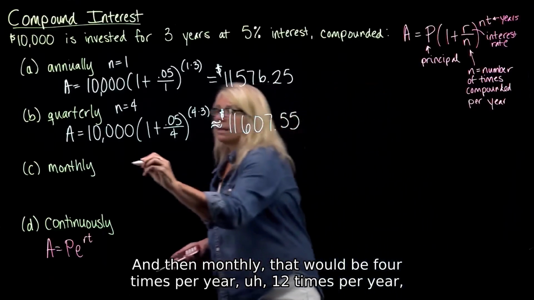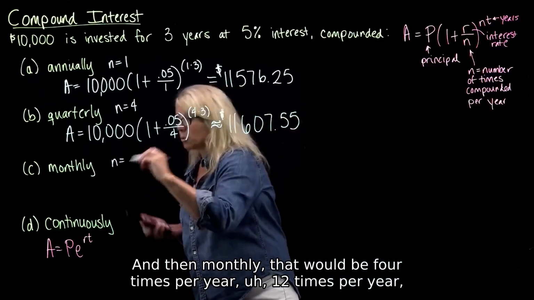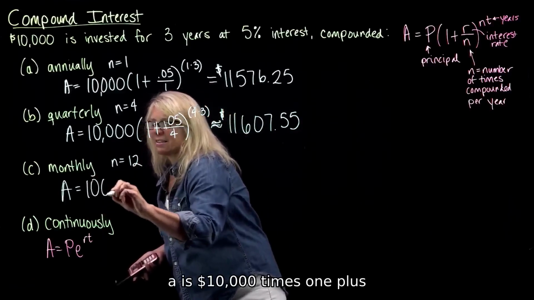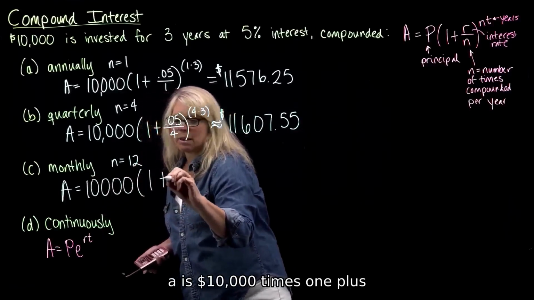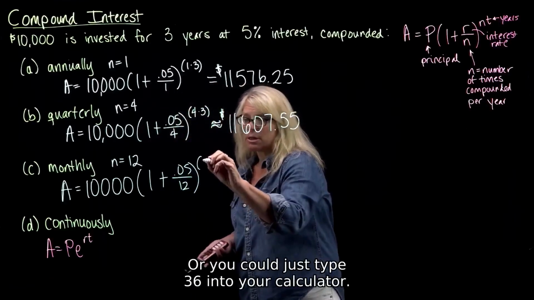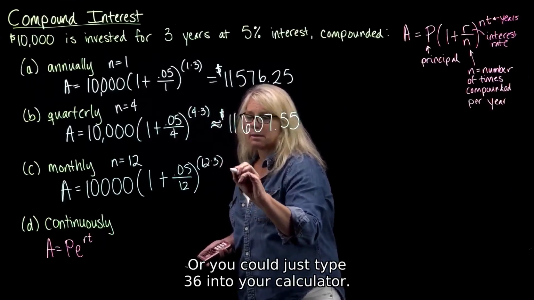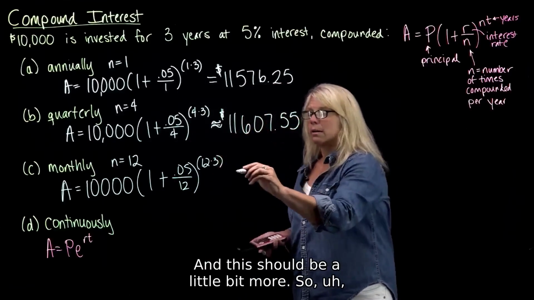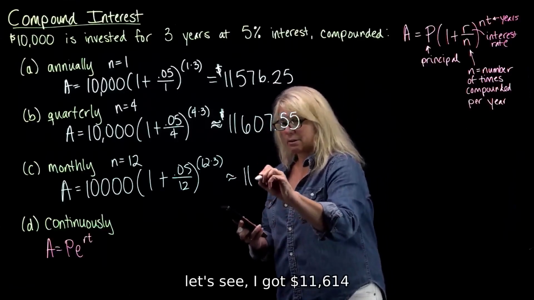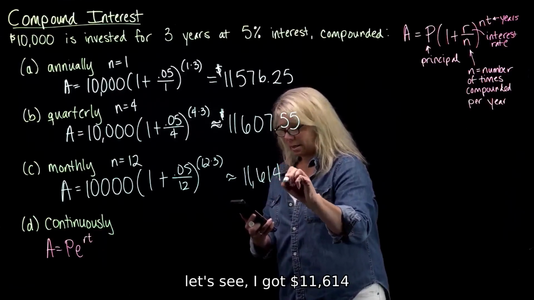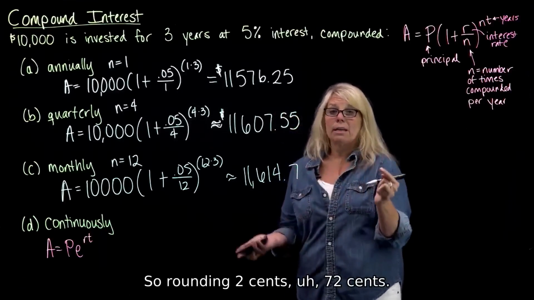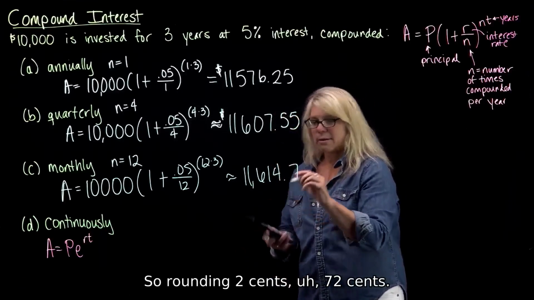Okay, and then monthly, that would be 12 times per year, 12 months in a year. So A is $10,000 times 1 plus 0.05 divided by 12 to the power of 12 times 3, or you could just type 36 into your calculator, and this should be a little bit more. So let's see, I got $11,614.72231. So rounding to cents, 72 cents.